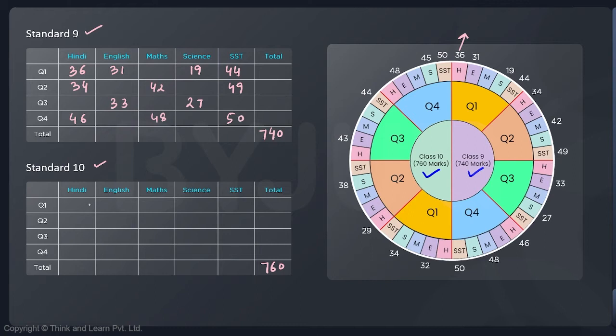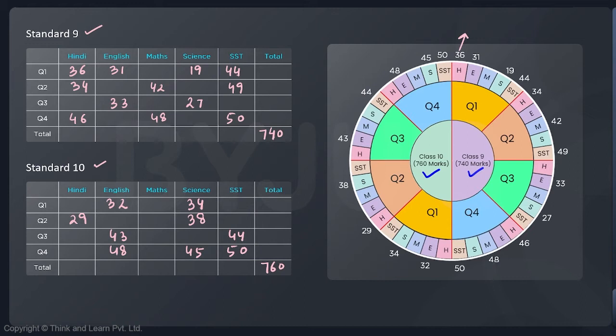When I talk about standard 10, the first quarter, English is equal to 32. Science is equal to 34. Then quarter 2 Hindi is 29. Quarter 2 science is 38. Then quarter 3 English is 43. And SST is 44. And quarter 4 English is 48. And science is 45. SST is 50.